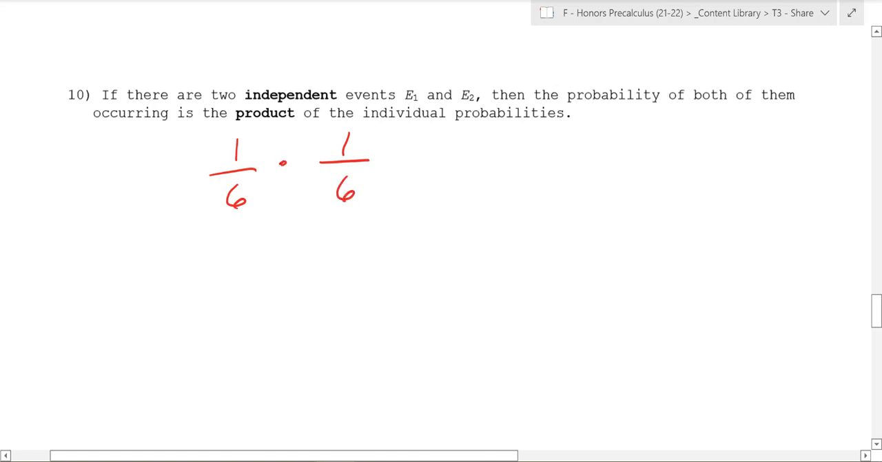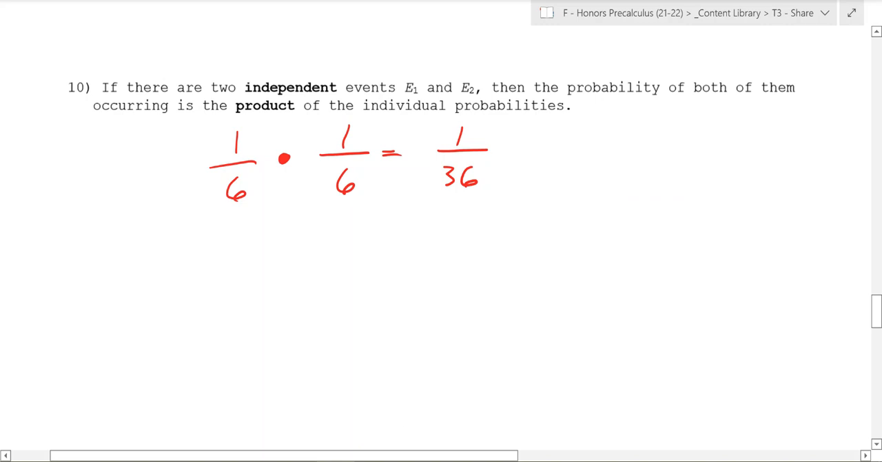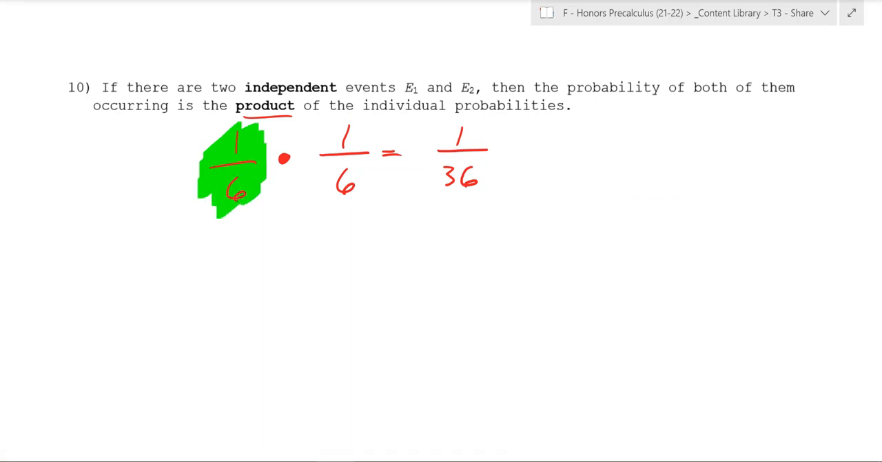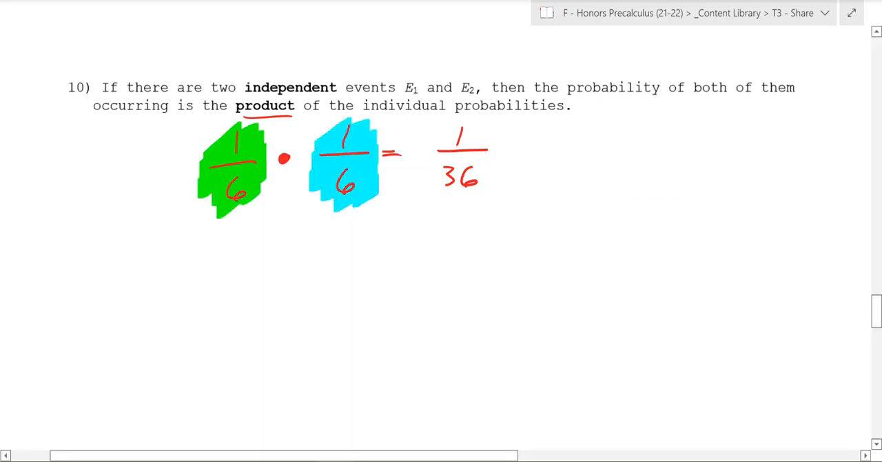The probability of both of them happening is the product of the two, which is also 1 over 36, the same as above. Remember, if they're independent, the probability of both of them occurring is the product of the individual probabilities. This is the probability of rolling a 3, this is the probability of rolling a 4. So you multiply them together and get 1 out of 36. This is the probability of a 3, then a 4.